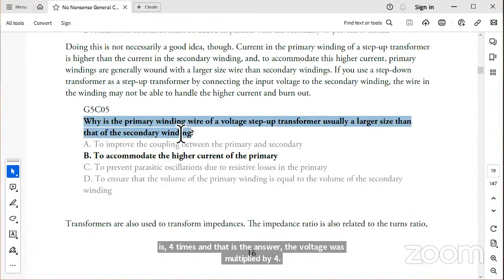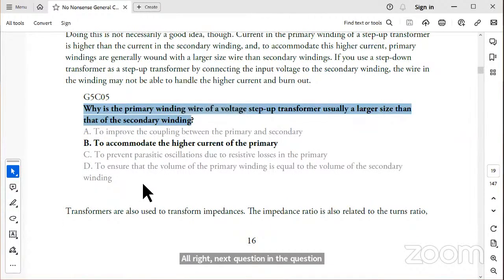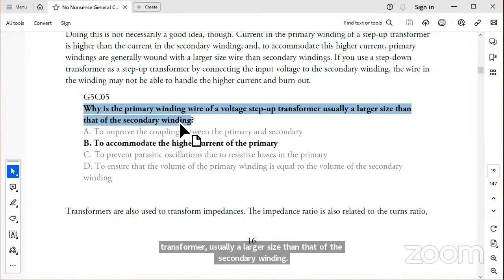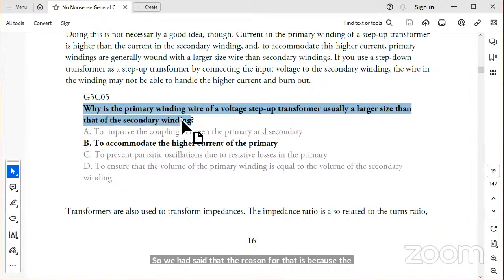All right, next question in the question pool. Why is the primary winding wire of a voltage step-up transformer usually a larger size than that of the secondary winding? So we had said that the reason for that is because the current is higher in the primary. That is why we have a larger wire to cater for the larger current in the primary, because it's a step-up transformer. Therefore, we go in at a lower voltage to a higher voltage, and therefore the current will be less on the secondary. So what that means is the current will be higher on the primary, and that's it, to accommodate the higher current of the primary.